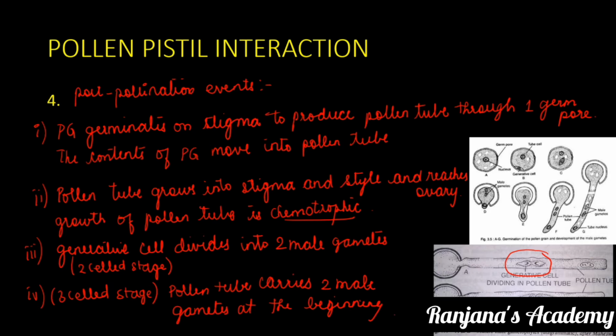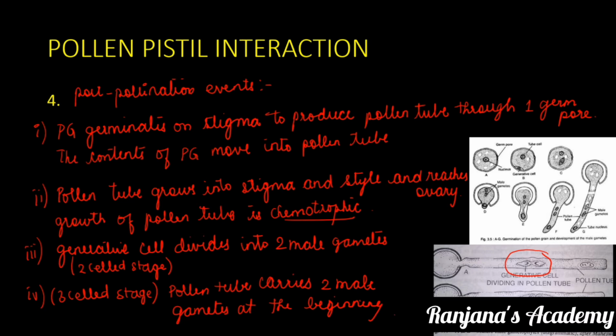The pollen grain germinates on the stigma to produce a pollen tube through one germ pore. You know what a germ pore is, right? So through one germ pore, it will extend itself, that is, the vegetative part of the pollen will start to develop itself into a pollen tube. This pollen tube grows into the stigma, style and reaches the ovary. So this is the destination of this pollen tube. It will come till there. It will provide the nutrients which it already had. Now on the way, this growth of the pollen tube is chemotropic.